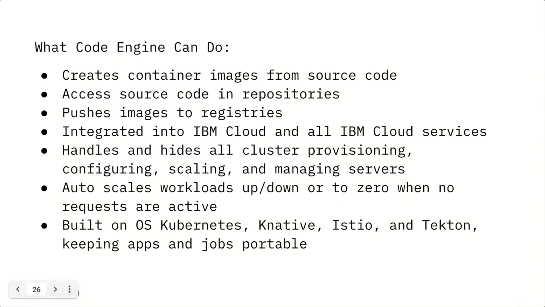Code Engine automatically scales your workloads up and down, and even to 0 when no requests are active. So this allows you to only pay for the resources that you actually consume. And lastly, Code Engine is built on a set of open source technologies such as Kubernetes, Knative, Istio, and Tekton. So it keeps your applications and your jobs really flexible and portable.